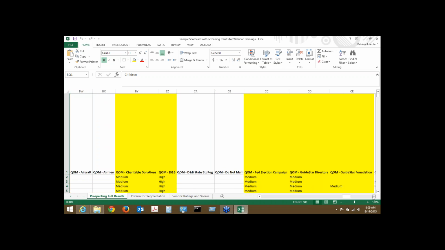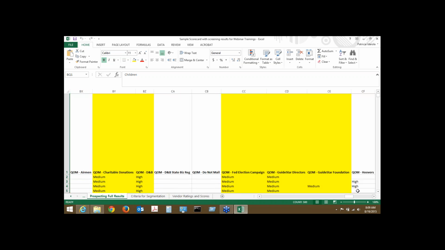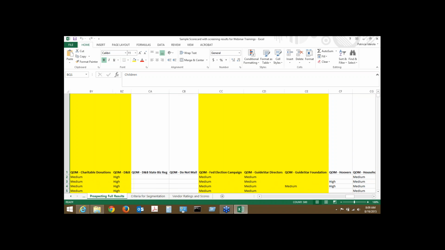A couple other things to touch on in quality of match before we go into your scorecard are these Guidestar ratings. The wealth screening company uses Guidestar as a source to find out if people are serving as directors on a foundation or a nonprofit. For Guidestar director, a high quality of match means they've matched your donor or prospect to Guidestar reports that show your person is a director of a nonprofit.